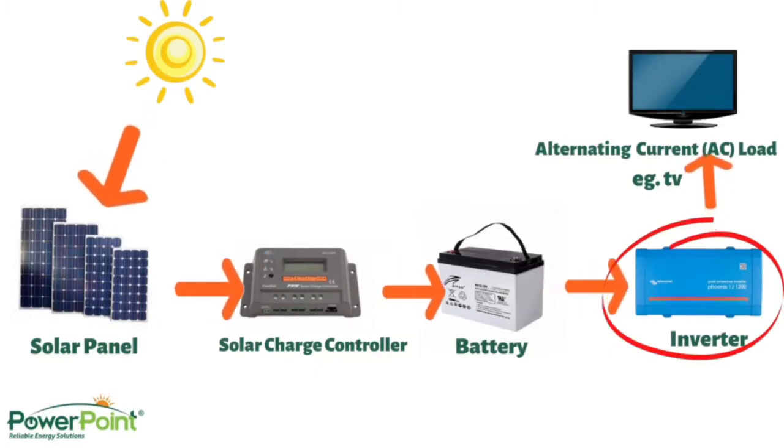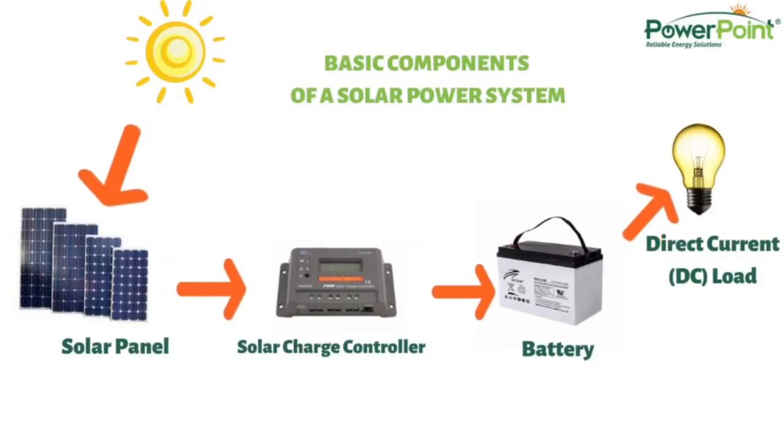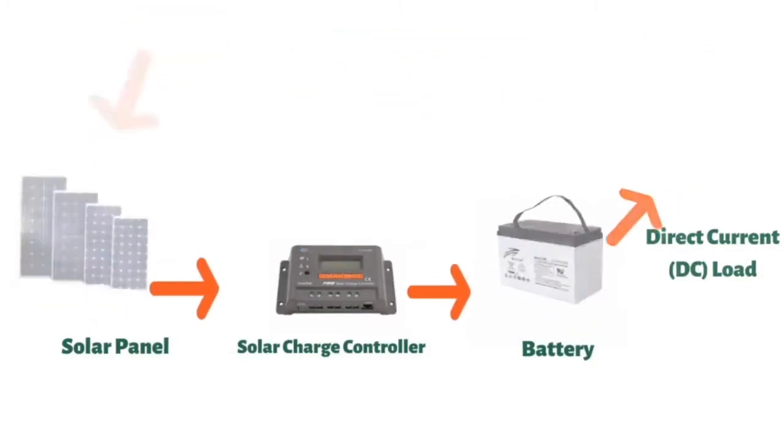There are solar systems that don't need to use an inverter, because if your loads are DC, you'll just run them from the charge controller and continue using them. So the only reason you introduce the inverter is, one, to raise the voltage, because with DC voltage, you can't take it too far. It's 12 volts.